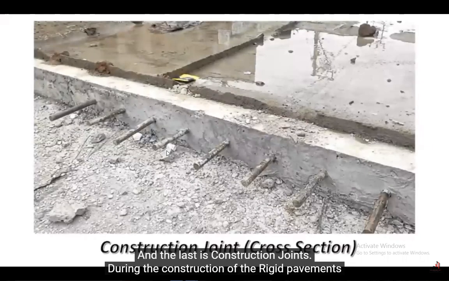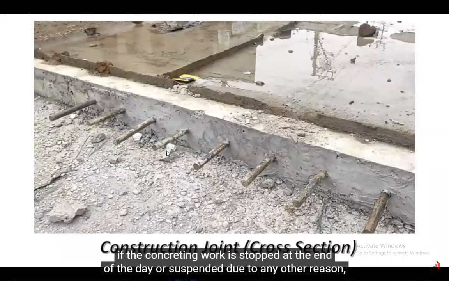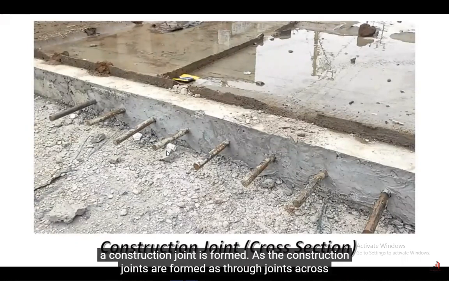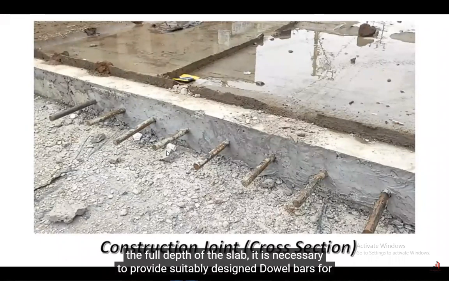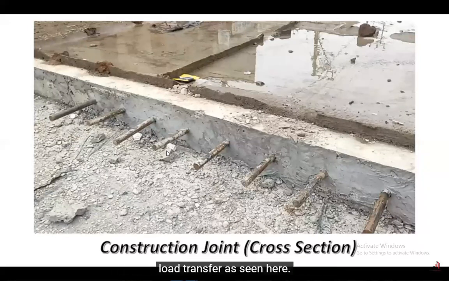During the construction of the rigid pavements, if the concreting work is stopped at the end of the day or suspended due to any other reason, a construction joint is formed. As the construction joints are formed as through joints across the full depth of the slab, it is necessary to provide suitably designed dowel bars for load transfer as seen here.